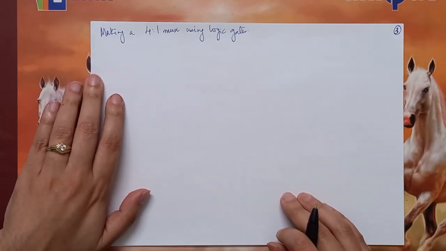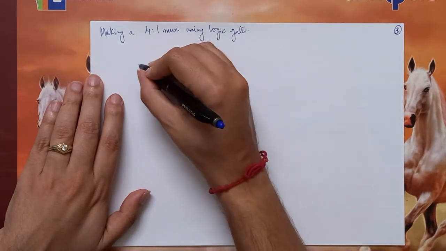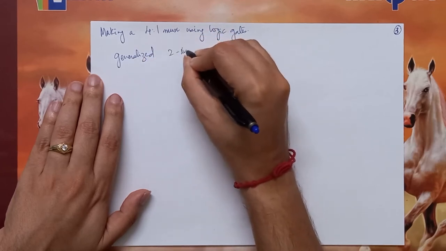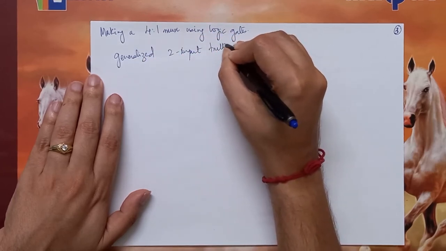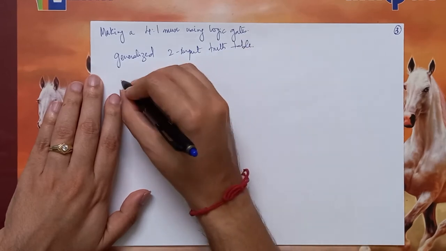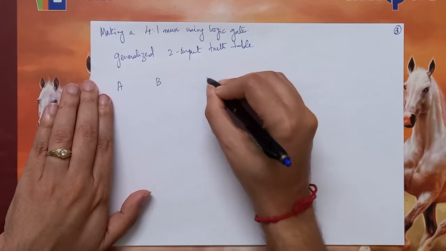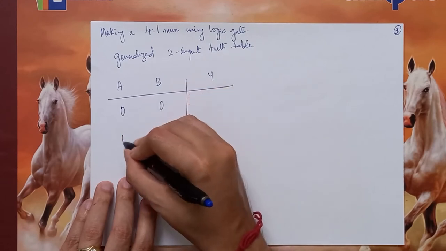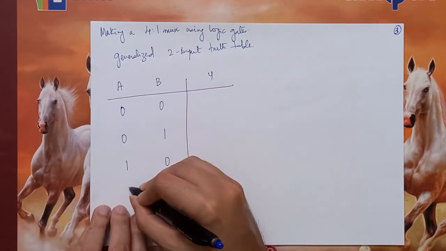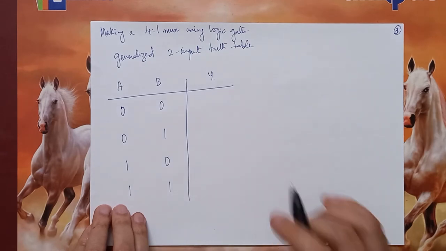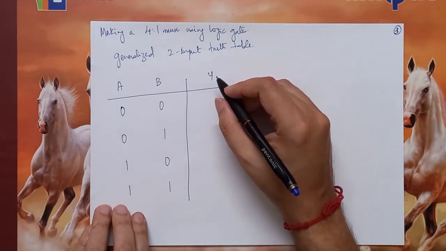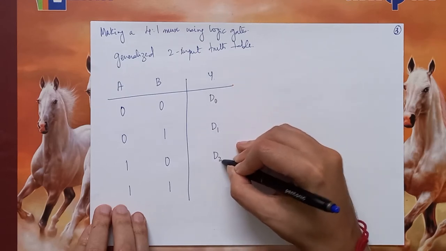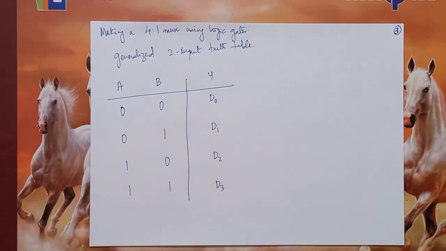So let us see how we can make a 4:1 mux using logic gates. Let us say a generalized 2-input truth table, which looks like this. Over here, let us say Y can take any value, which is D0, D1, D2 or D3, corresponding to the values of A and B.